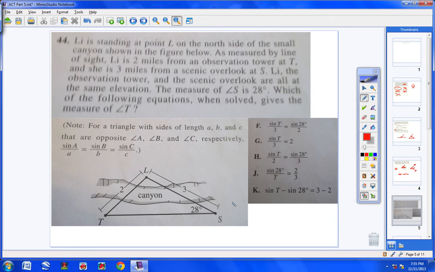All right, number 44. Now this is going to be a tough one. I'm probably going to have to open up another page here and go back and forth. There's just not a lot of room.